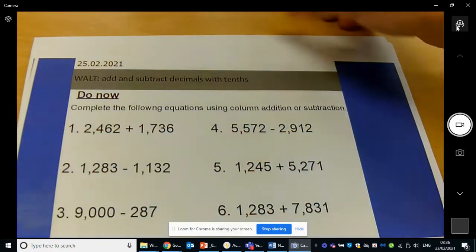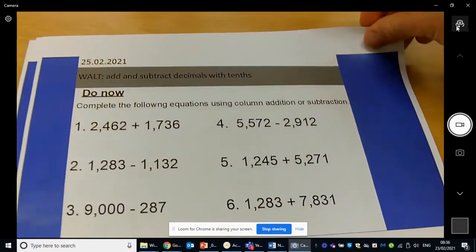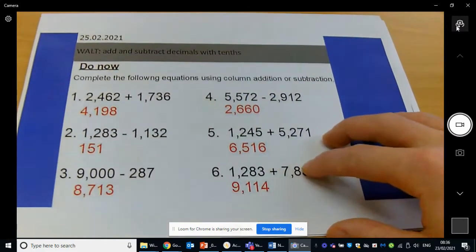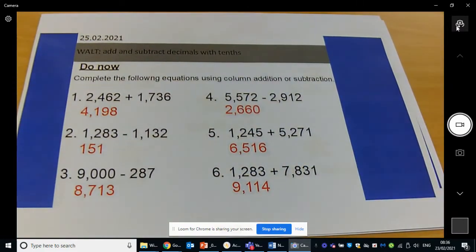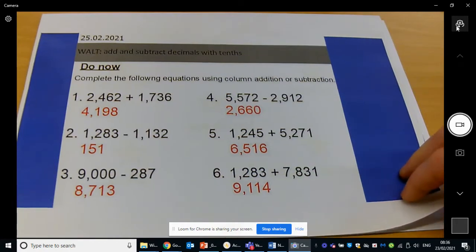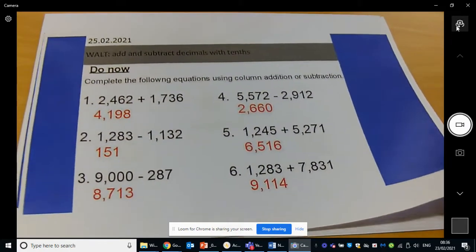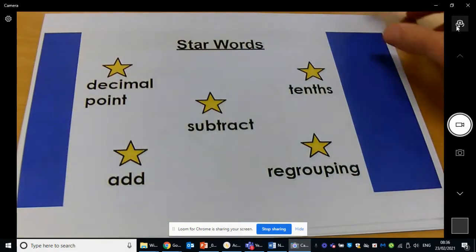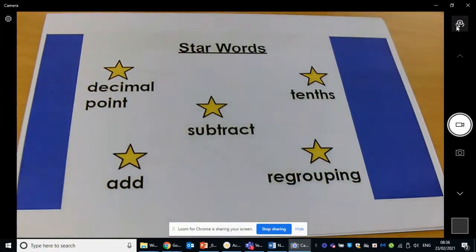So hopefully that's given you enough time just to have a look at those. Let's have a look at the answers. If you grab a different pen or pencil, there are the answers. To go through the aim again, today we are going to be adding and subtracting decimals with tenths, so the first number after the decimal point. And here are some of the star words that we're going to be using and hearing today. When I say them, call them back after me.